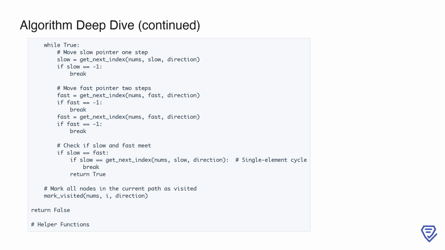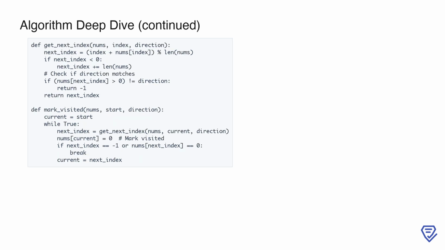At the end of each traversal, we mark all nodes in the current path as visited to prevent revisiting invalid paths. The helper function get_next_index calculates the next index based on the current position and direction. It ensures movement wraps around the array using modular arithmetic. If the calculated index is negative, it adds the array length to keep the index within bounds. The function also checks if the direction of movement matches the initial direction. If not, it returns -1 to signal an invalid state.